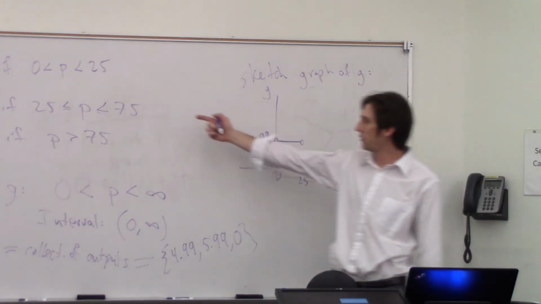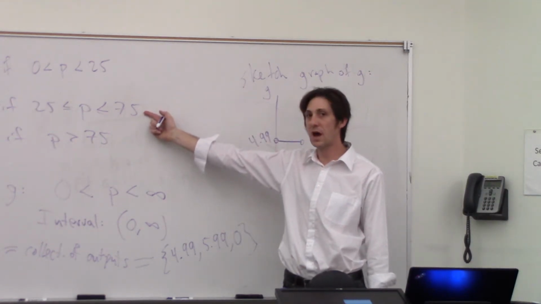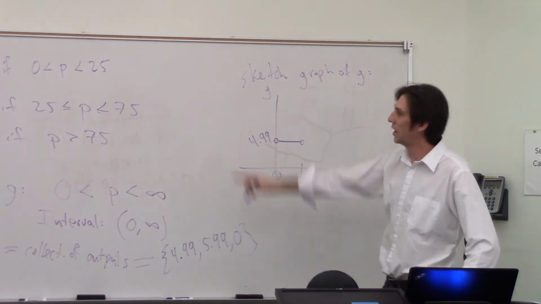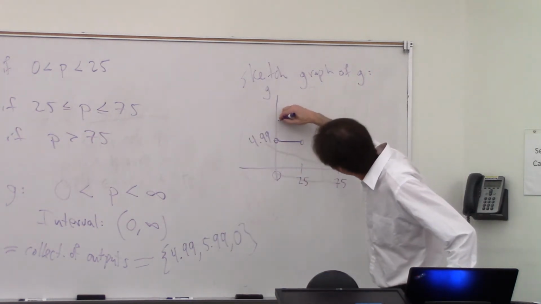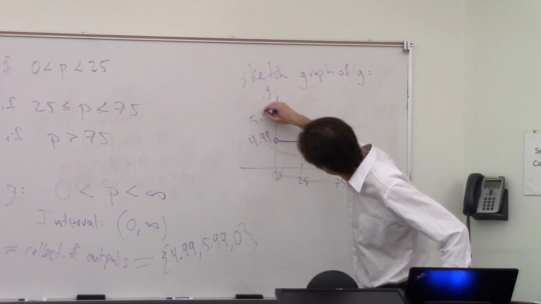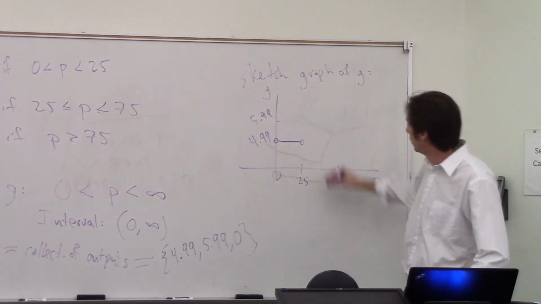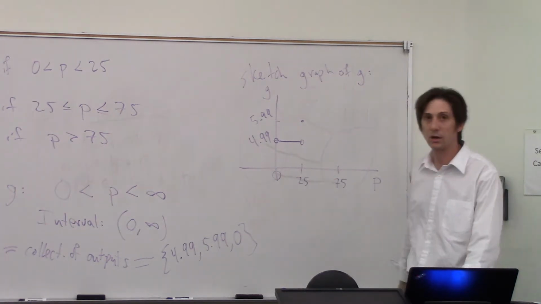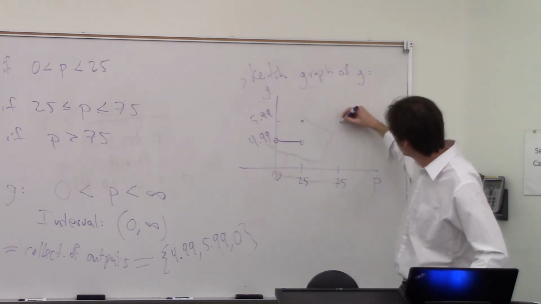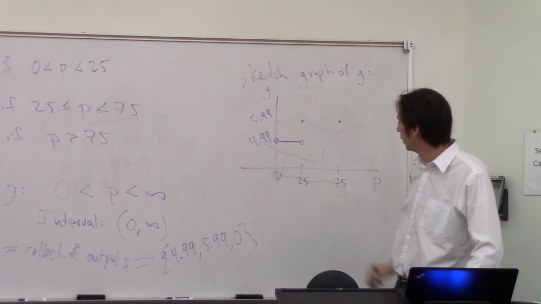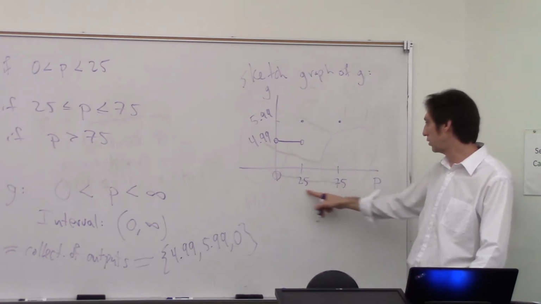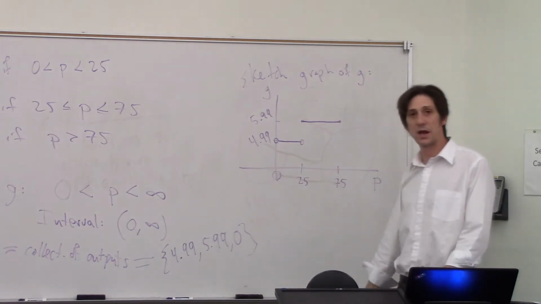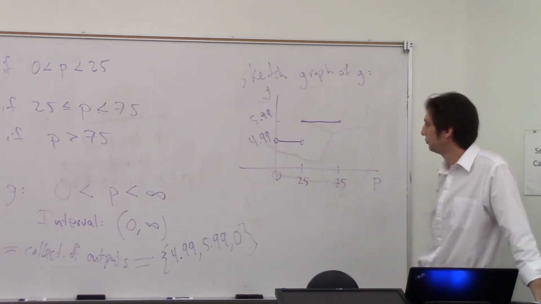For the next part of this piecewise function, from 25 including 25 to 75 including 75, my output is $5.99. So here's the output, here's the height, $5.99. If p equals 25, that's how much I have to pay in shipping. If p equals 75, that's how much I have to pay in shipping. And then for any p value between 25 and 75, I still pay $5.99 in shipping. So again, I get this horizontal line.